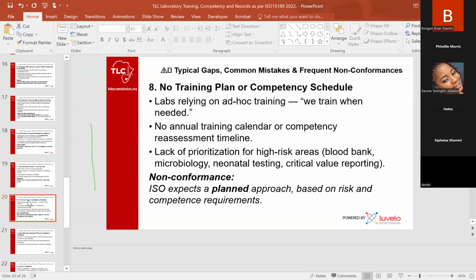Lack of prioritization of high-risk areas. Okay, they will look at your high-risk areas: blood bank, micro, neonate testing, critical value reporting. Make sure that the competencies for those are put in place quickly. So, non-conformance: ISO expects a planned approach based on risk and competence requirements.